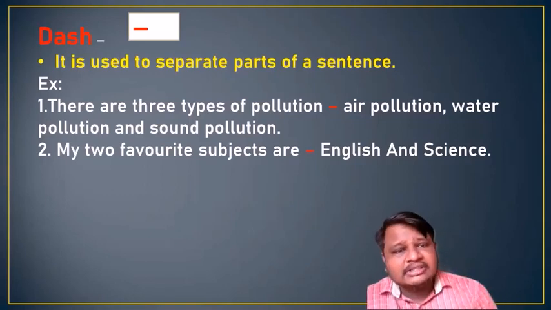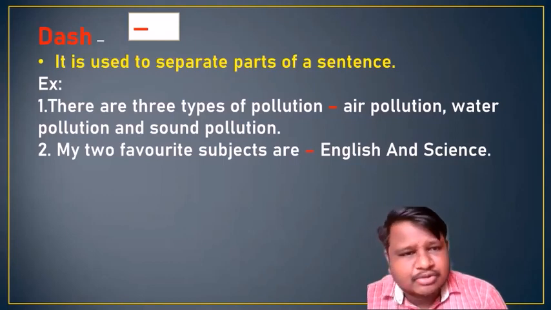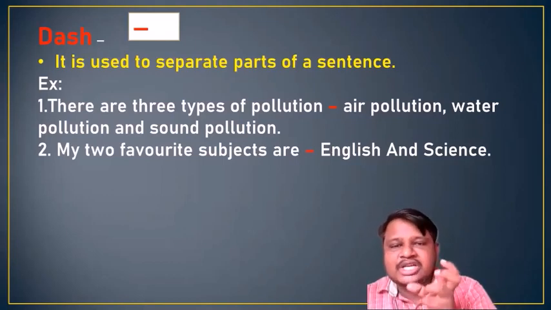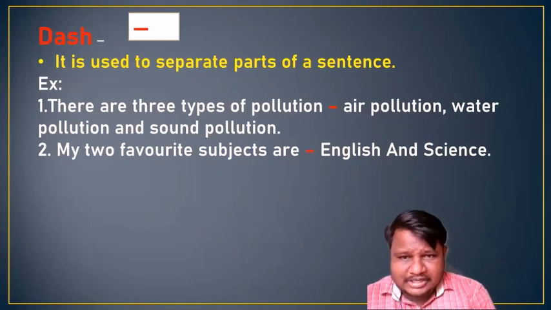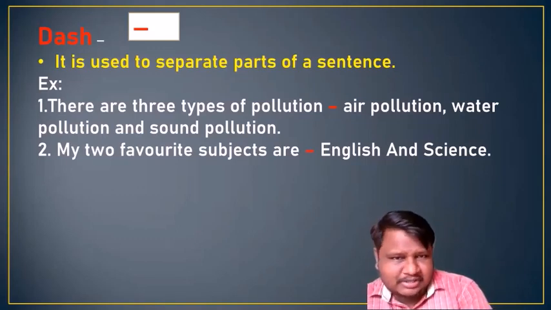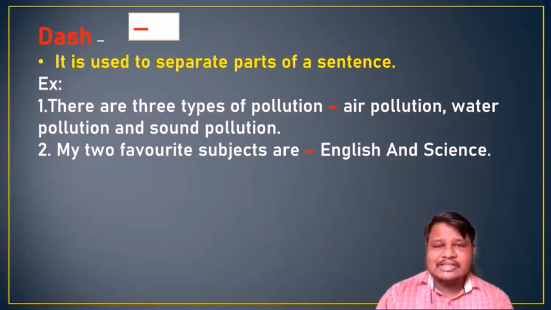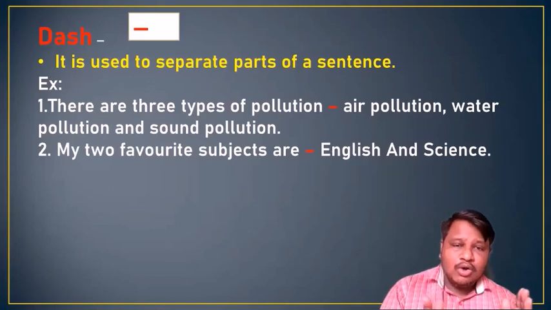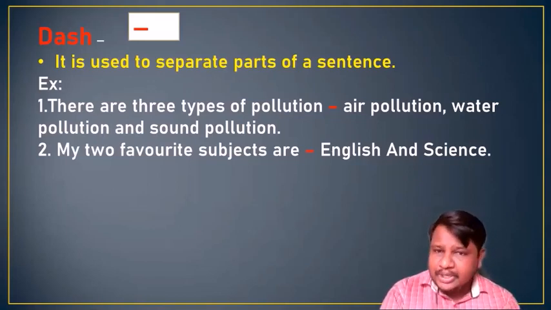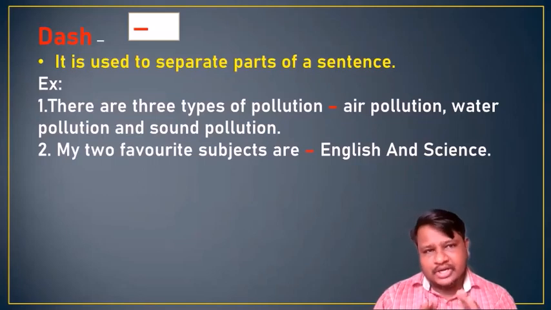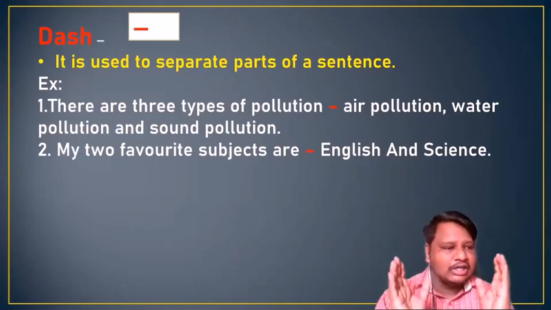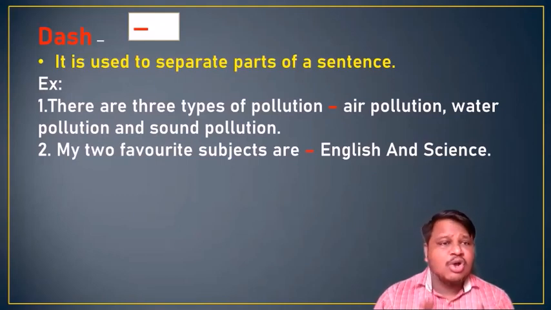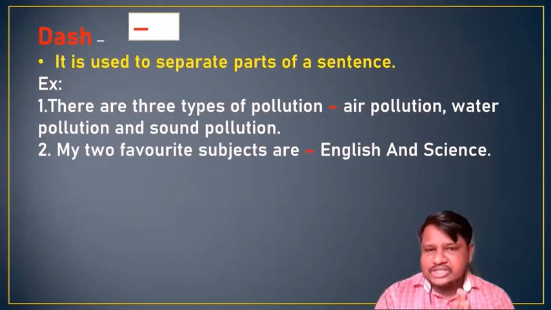And the second sentence, my two favorite subjects are English and science. My two favorite subjects are is the first part of the sentence, and English and science is the second part. And these two parts are connected with a dash. By using a dash, the first part of the sentence is made separate and the second part is also made separate. In this way we can see the dash, hyphen, exclamation mark, question mark, comma, and full stop. These are all types of punctuation marks.